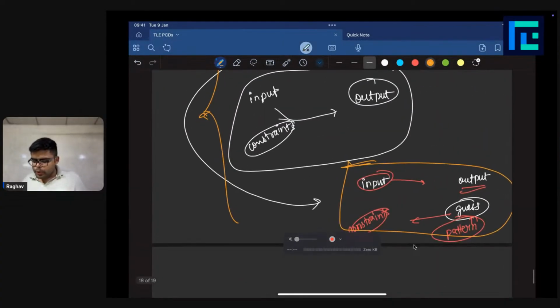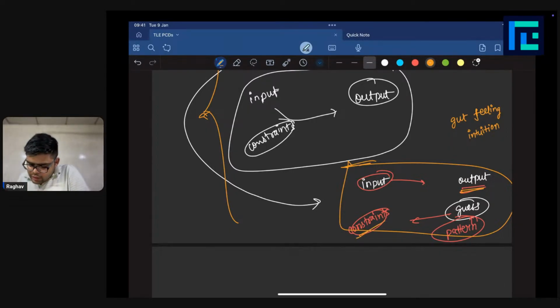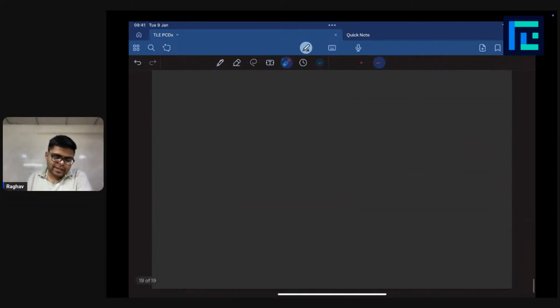How will you guess an output? Generally, it will come out on the basis of your gut feeling, or you can call it intuition, because we would have solved a lot of problems so far in our competitive programming journey. So we might be getting some intuitions that, hey, maybe this kind of pattern can be a possible solution. Or you can just look at the sample test cases. Maybe the problem setter gave you some hint in the sample test cases.